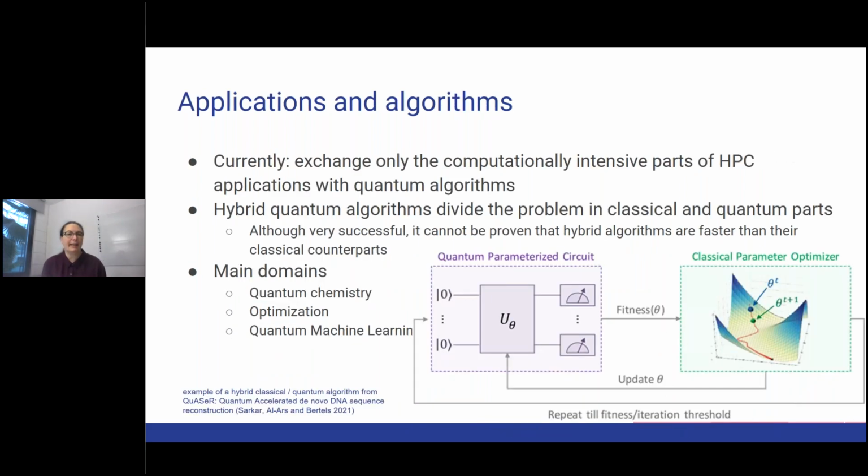The next slide is on applications and algorithms. So currently we are in the noisy intermediate scale quantum computing era. So currently it is recommended that you only exchange the computationally intensive parts of the HPC applications with quantum algorithms, because your quantum circuits have to be quite shallow and quite small in order to work. Otherwise, you will not get a result because of noise or decoherence times.